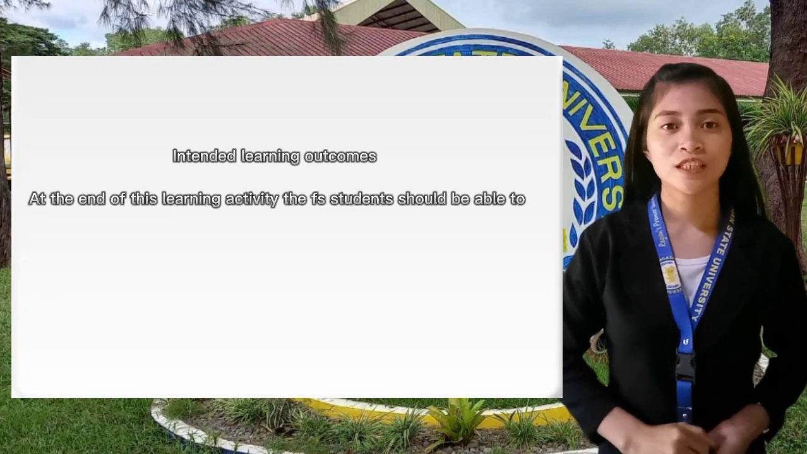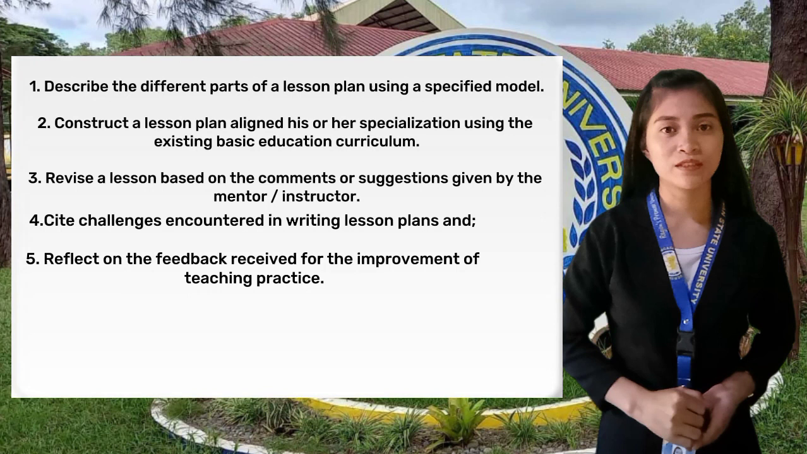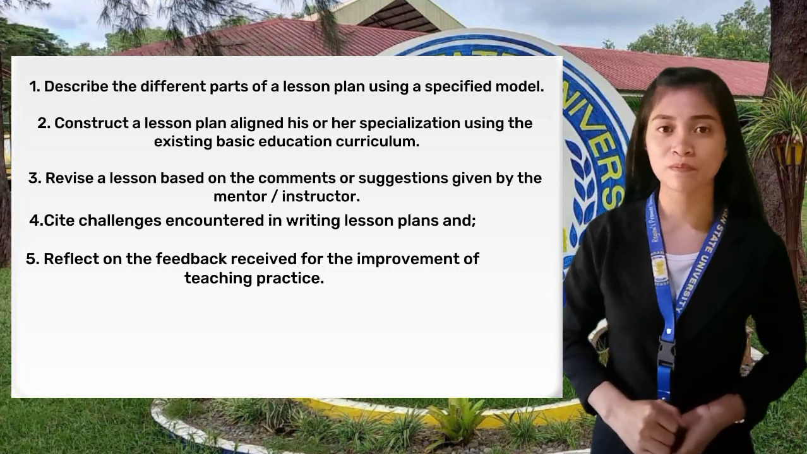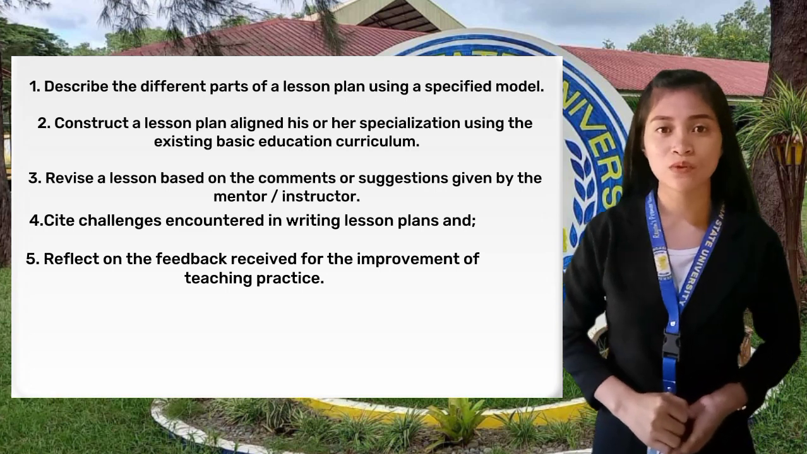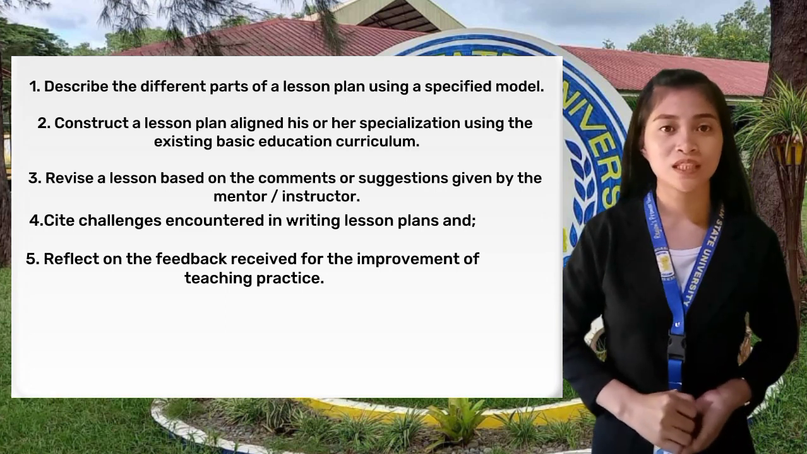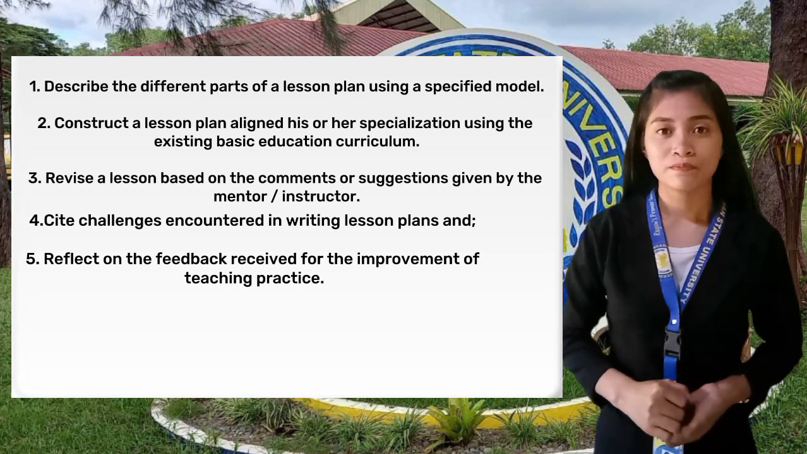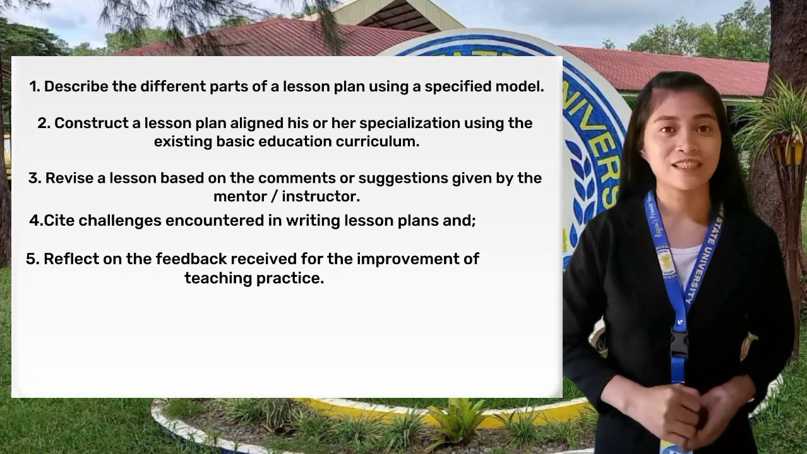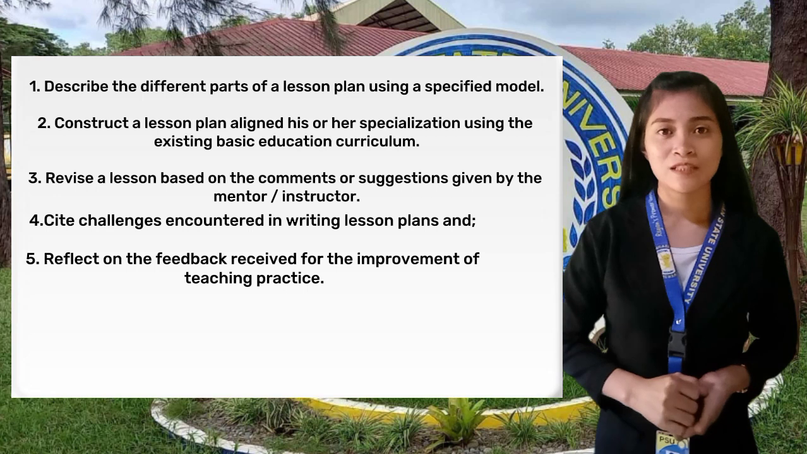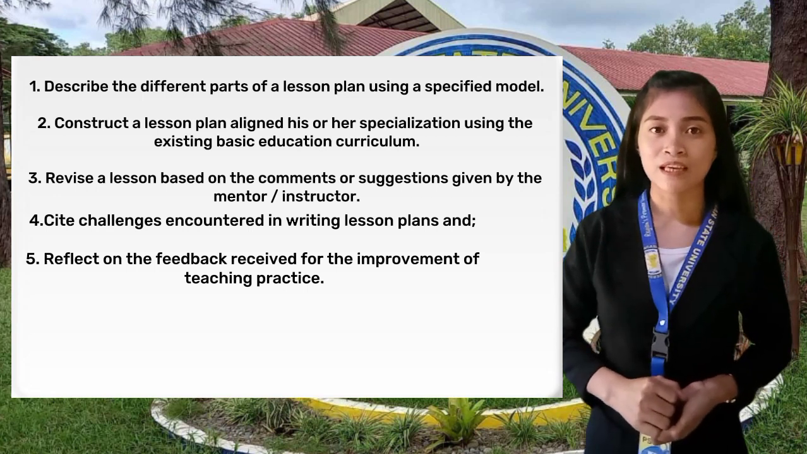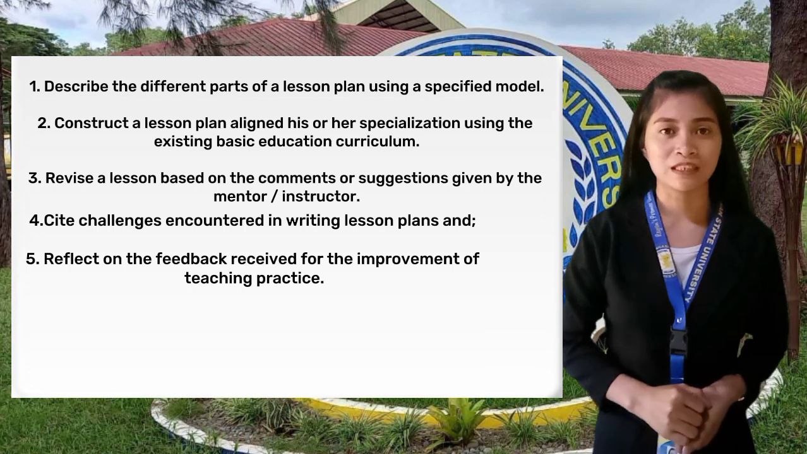Intended learning outcomes. At the end of this learning activity, the FS student should be able to: first, describe the different parts of a lesson plan using a specified model. Second, construct a lesson plan aligned to his or her specialization using the existing basic education curriculum. Third, revise a lesson based on the comments or suggestions given by the mentor or instructor. Fourth, cite challenges encountered in writing lesson plans. And fifth, reflect on the feedback received for the improvement of teaching practice.